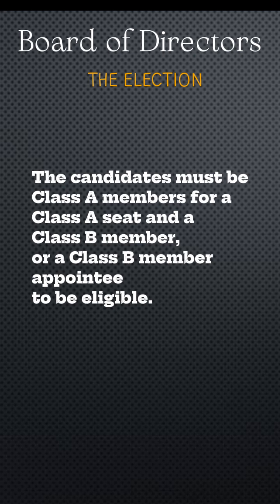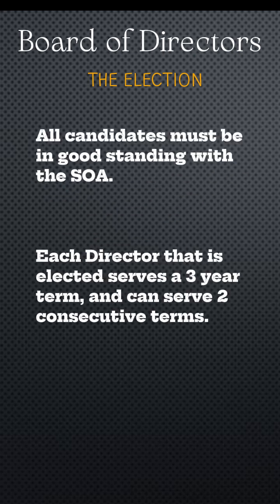Now, the bylaws were also changed to allow for a Class B candidate who is not a Class B member to be eligible for election or nomination in the event a Class B member files an affidavit authorizing that candidate. So all candidates must be in good standing with the SOA. Good standing means you are in no financial despair with the association, and your dues and assessments are up to date. The director is elected for 3 years.